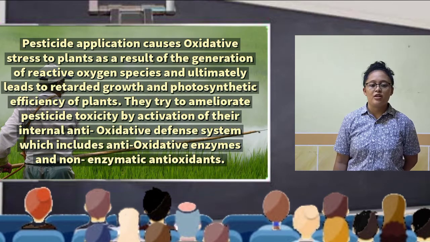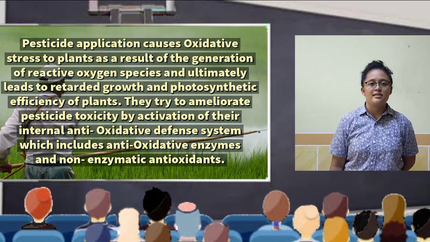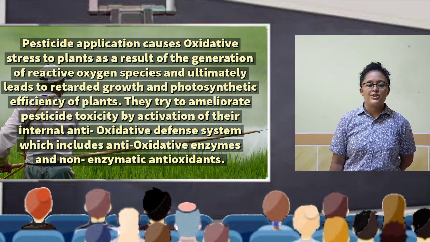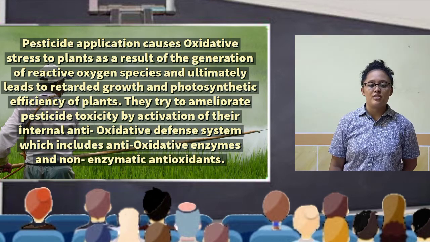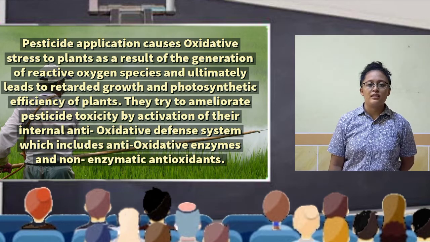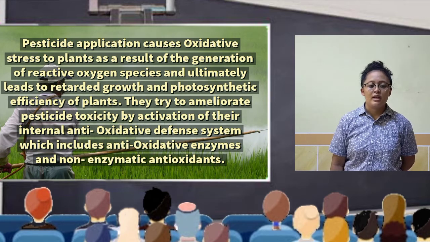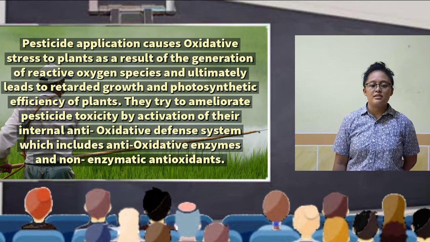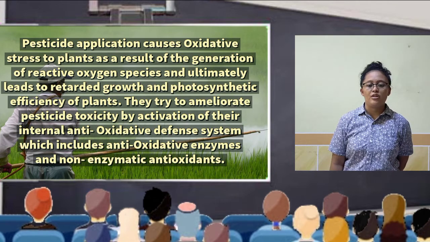Pesticide application causes oxidative stress to plants as a result of generation of reactive oxygen species and ultimately leads to retarded growth and reduced photosynthetic efficiency of plants. Plants then try to ameliorate pesticide toxicity by activation of their internal antioxidative defense system, which includes antioxidative enzymes and non-enzymatic antioxidants.